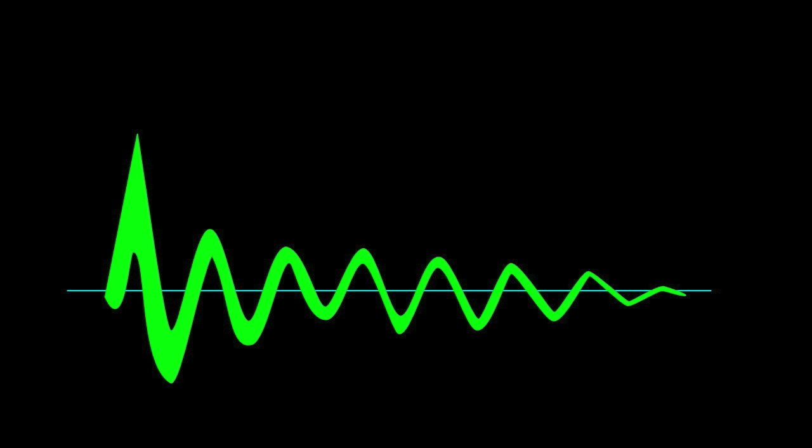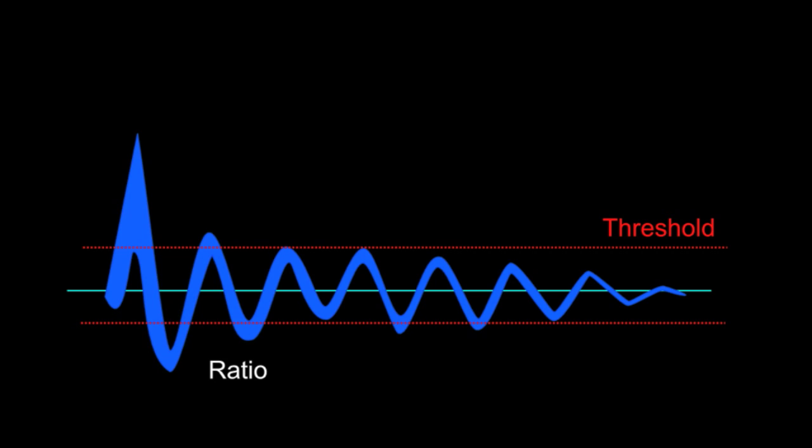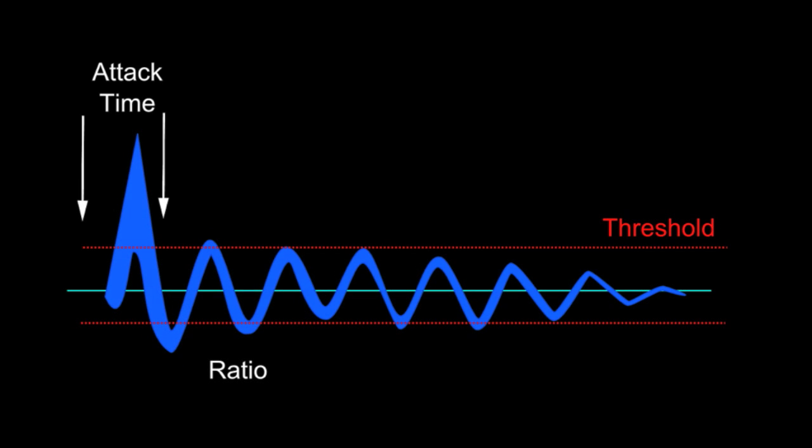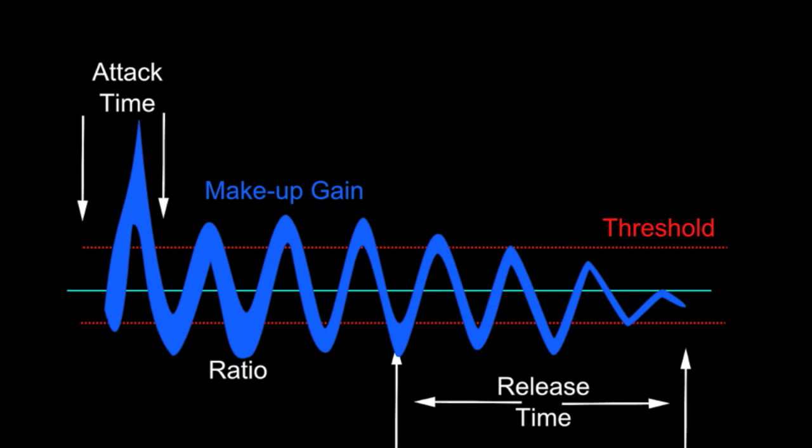Nearly all compressors have these controls. The threshold is the point where the compressor starts working. The lower the threshold, the more effect the compressor has. The ratio is how strongly the compressor will reduce the signal over the threshold. The higher the ratio, the more a signal's level will be reduced. The attack is how long it takes for the gain reduction to kick in, and the release is how long it takes for the gain reduction to return to unity. Makeup gain turns the overall level back up, now that some of the louder peaks have been controlled.